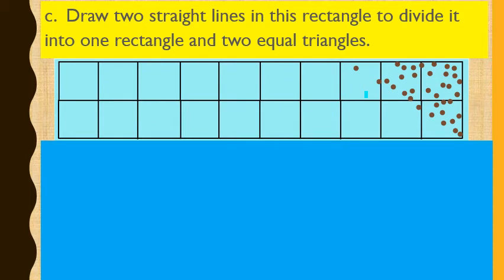Now draw two straight lines in this rectangle to divide it into one rectangle and two equal triangles. So we have to draw two straight lines in such a way that it divides the bigger rectangle into one smaller rectangle and two equal triangles. It is shown in the figure by drawing two straight lines with red color.